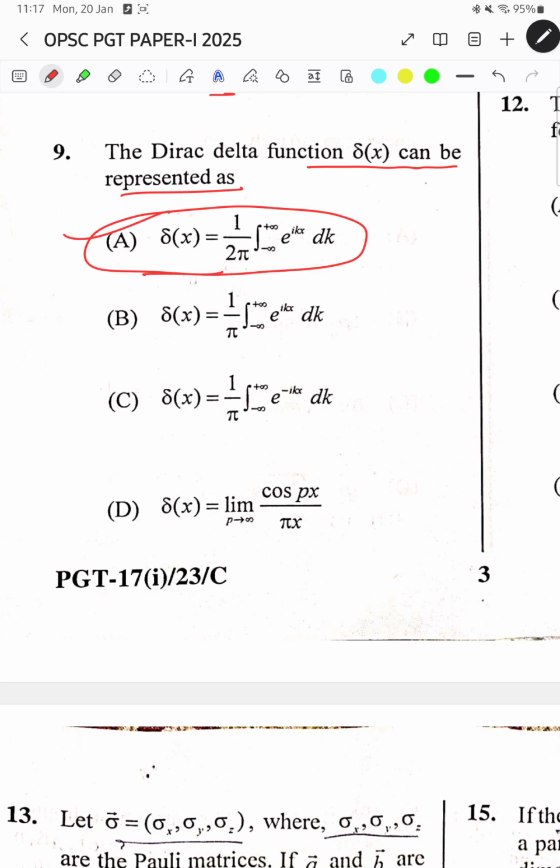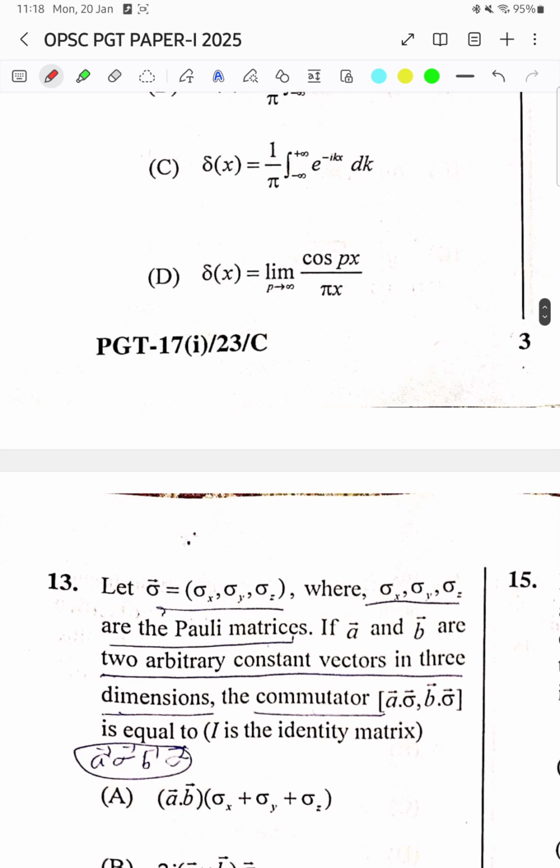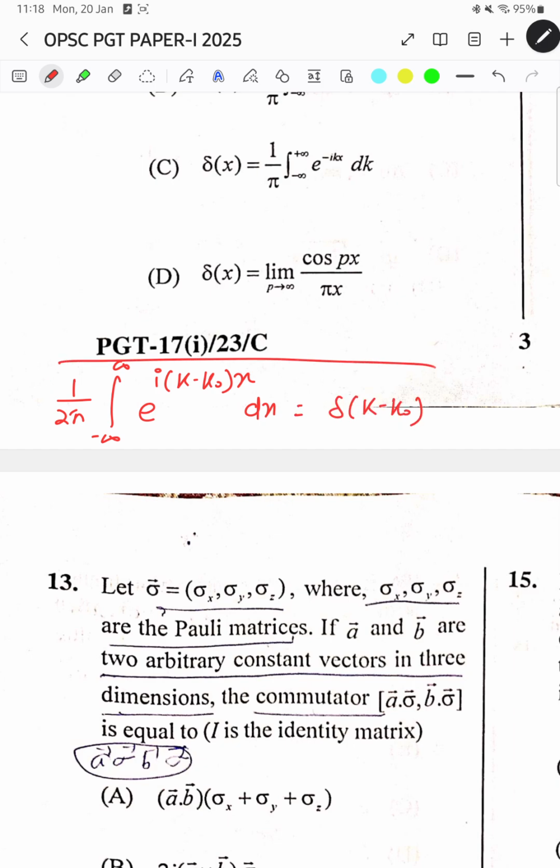I will give you the general expression for this. What is the general expression? You will get the general expression as 1 upon 2 pi, integral from minus infinity to infinity, e to the power i k minus k naught x dx, is equal to delta k minus k naught. This is the general expression. You could remember this.